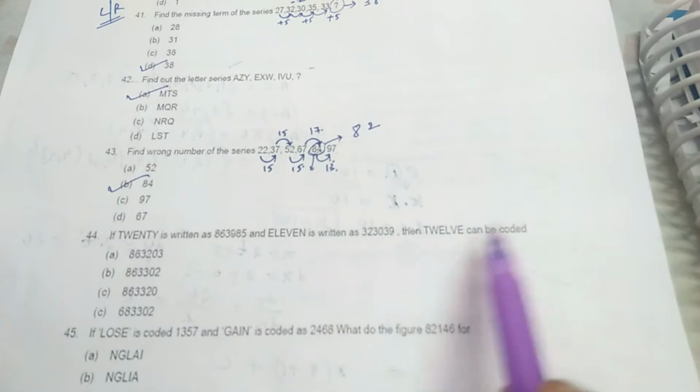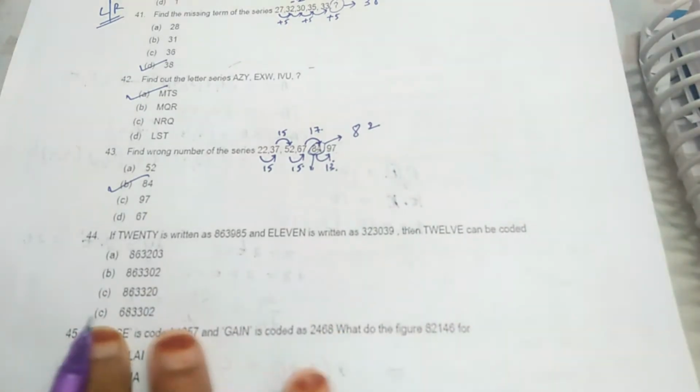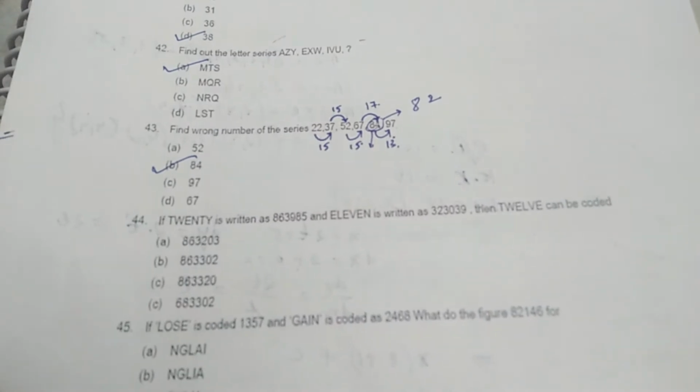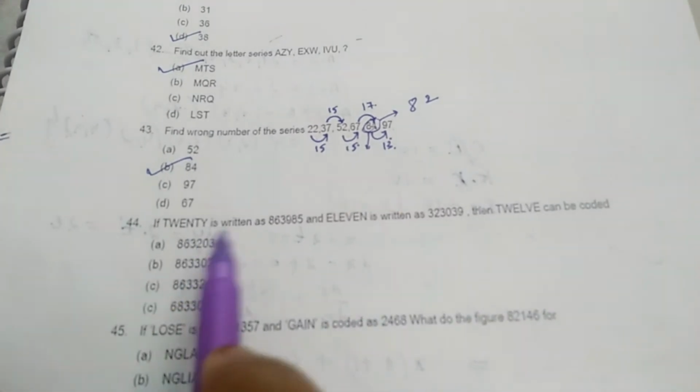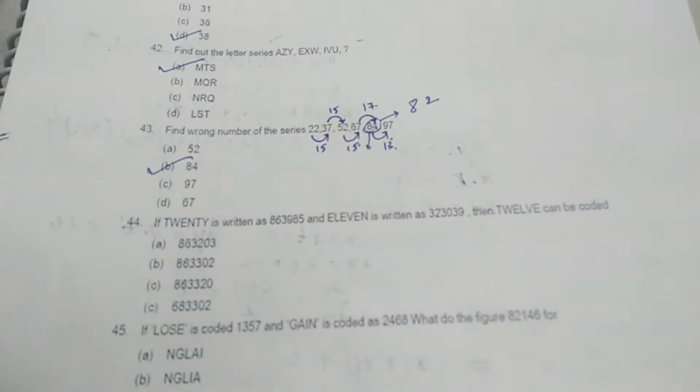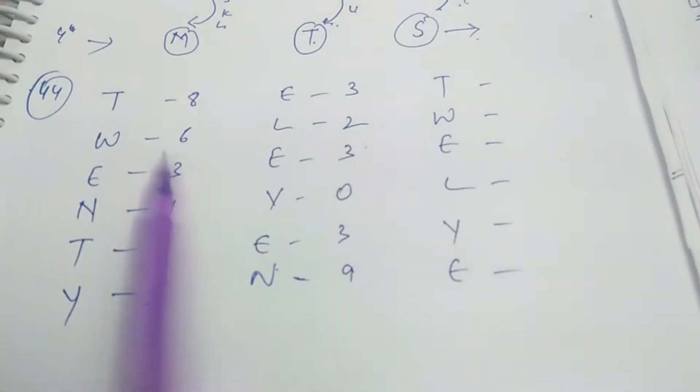Next, if 20 is written as so and so number and 11 is written as so and so number, then find out what 12 can be written as. In this problem, it's very simple. This is a very, very simple problem. This is the easiest problem of coding. It is just saying that 20 is coded as this, 11 as this, and what can 12 be coded as. Now what we'll be doing, we'll write all these things in this form.